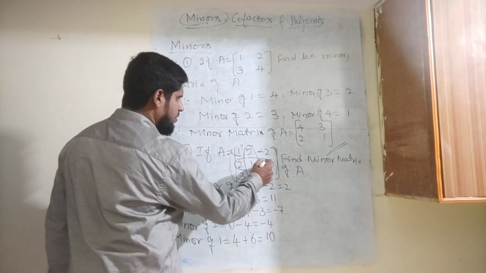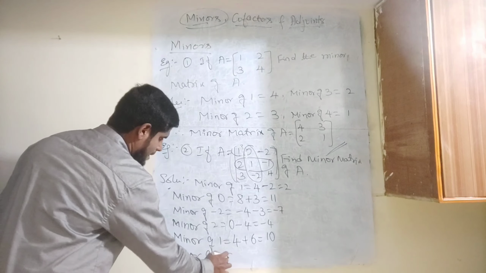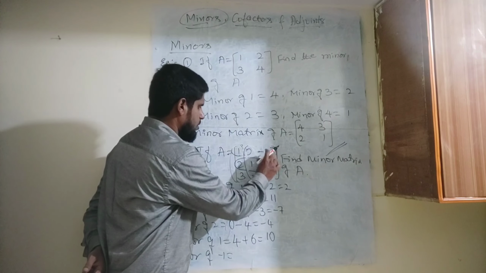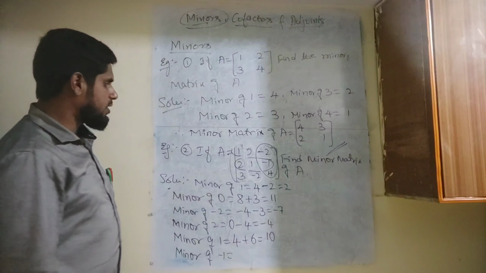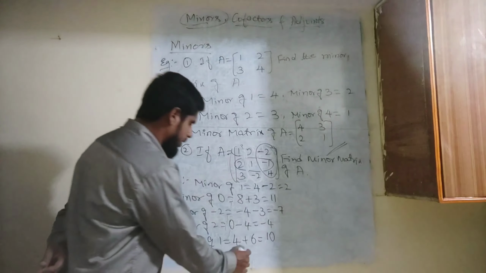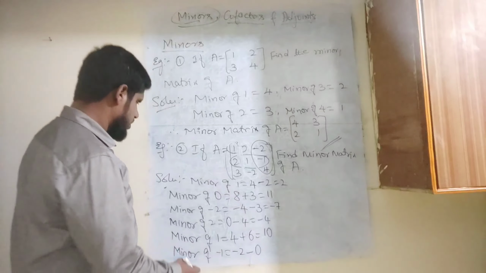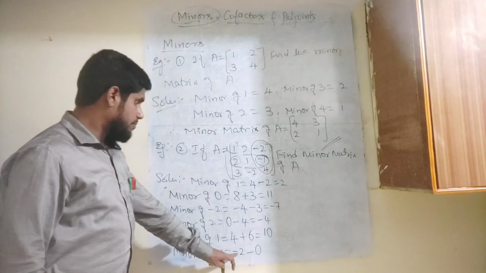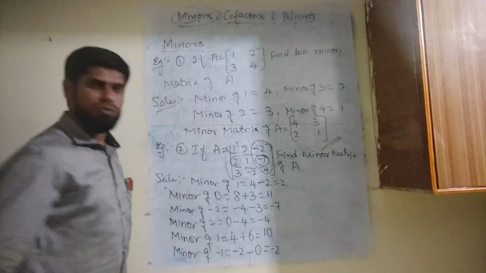The next, minor of −1. This is equal to, eliminate the second row and the third column. If you eliminate the second row and third column, I will get 1 into −2, it's −2, minus 3 into 0. Okay, students. So the minor of this element −1 is −2 minus 0, so it's −2.